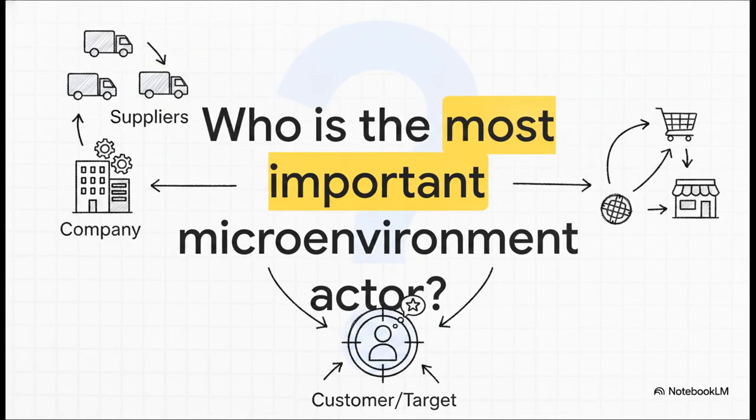Okay, time for another brief pause and a checkpoint. I want to challenge you to deduce the answer to this one. Among all these actors we've discussed so far, the company, the suppliers, the intermediaries, who is the single most important actor in a company's microenvironment? Who is the ultimate target of this entire delivery network? Take a few seconds and lock in your answer.